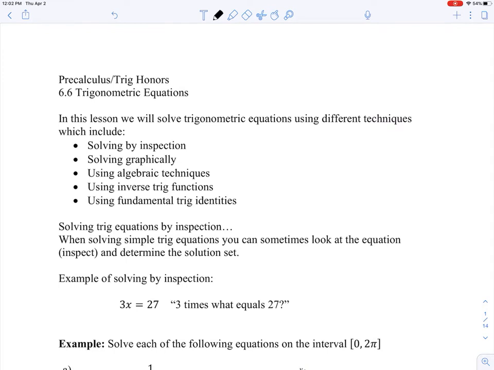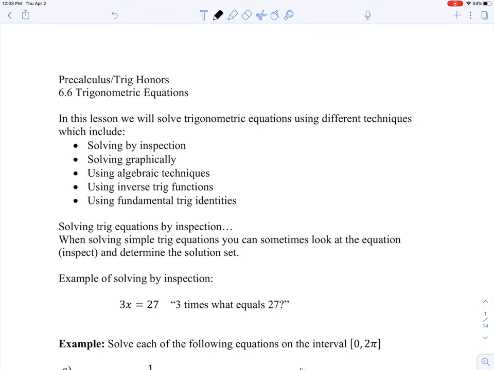You guys have experience with solving graphically when we were studying the sinusoidal word problems. Remember, that's where you create a system of equations by taking the left-hand side of the equation and setting it equal to y, and then you take the right-hand side of the equation and set it equal to y, and graph those two equations and find their points of intersection. And also now we're going to be looking at using some algebraic techniques, using the inverse trig functions, as well as some of those fundamental trig identities that you guys should know now.